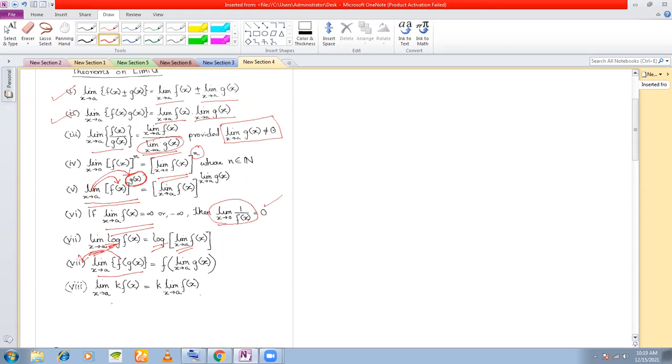And lastly, you have limit x tends to a k f(x). We shall be using this in almost all the problems: you can take this constant k out of the limit. Now there are two things. First of all, in the last one, limit x tends to a of k f(x) is equal to k times the limit. Now what are we doing here? We're taking k out of this limit.